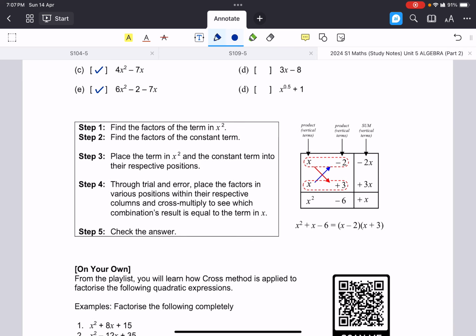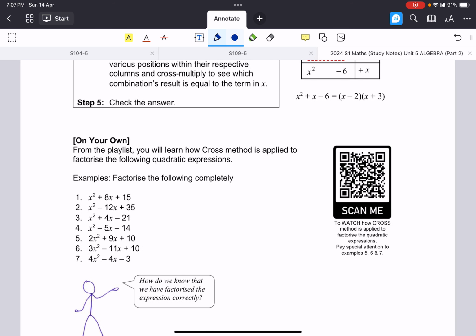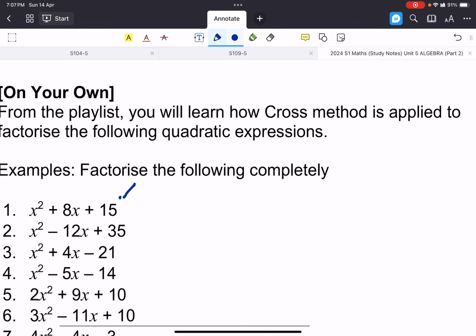How does it work? You can read this on your own, but I'm just going to jump straight into the practice as a form of demonstration to you. Now, you do need to practice this, because the idea behind this cross method is that we are looking for combinations. So for every number that appears, for example, the number 15 over here, we need to, in our mind, start to calculate: 15 is either 1 by 15 or 3 by 5. And we need to work out which of these combinations can get us an 8. So 1 and 15 doesn't give us an 8, but 3 and 5 does. So we are going to choose 3 and 5. That's the idea behind it.